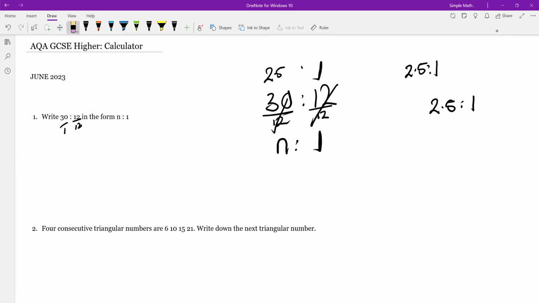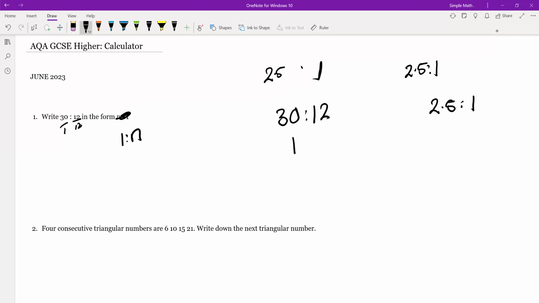So supposing the question had said, in the form of 1 ratio n, we still have to follow the order. We have 30 ratio 12, and then 1 ratio n. We want to get 1, so we divide both sides by 30. This becomes 1 ratio 12 divided by 30. 12 divided by 3 is 4, so this should give us 0.4. That is if the question was 1 ratio n. I think there are so many ways questions like this can come up, but I hope I've been able to explain it well.